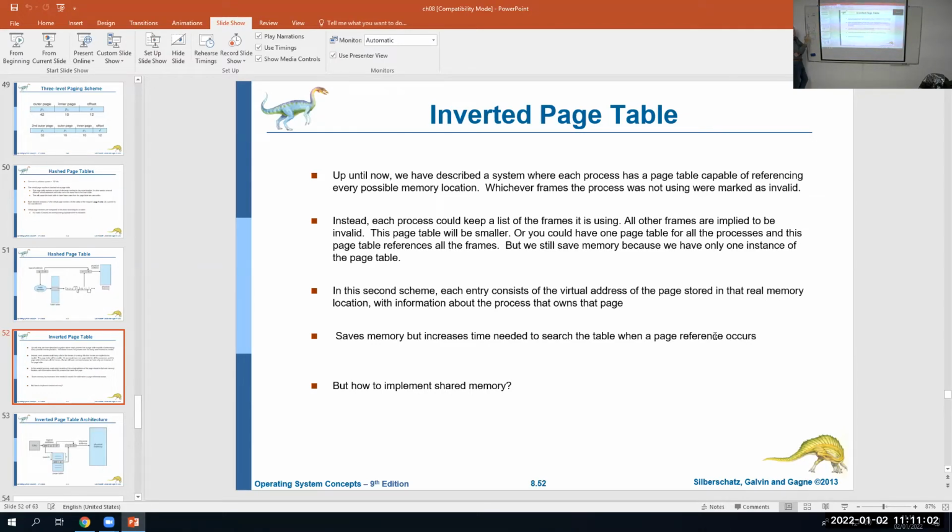If he wants page 8, I'm going to have to search through the whole table before I know that I don't have it there. And then once I find it's not there, I'll say, oh, it's invalid, and I'll throw a memory exception. But I'm going to have to search through the whole table to find the one I want. You can say, well, just put them in order. Yeah, I could try to order it. But which numbers are you ordering? Even if it's ordered, I'd have to do a binary search, right?